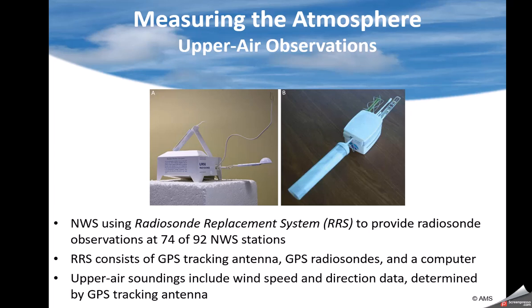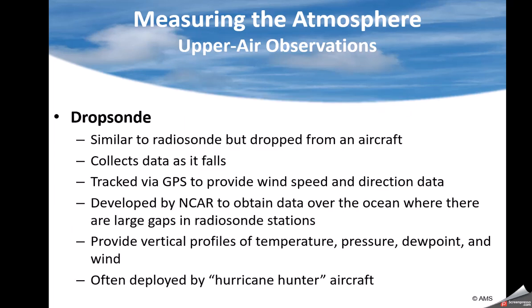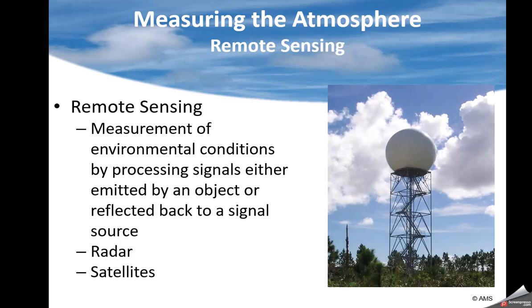Here's what the radiosonde looks like. Drop sondes are a radiosonde that's dropped out of an aircraft. Very simple. It's the only difference. Radiosondes go up with the morning sounding. Drop sondes come down from the aircraft.